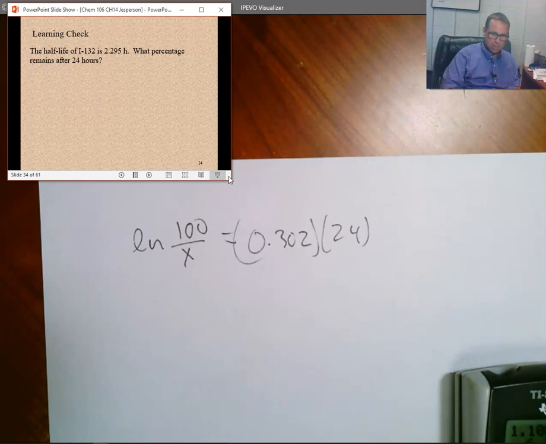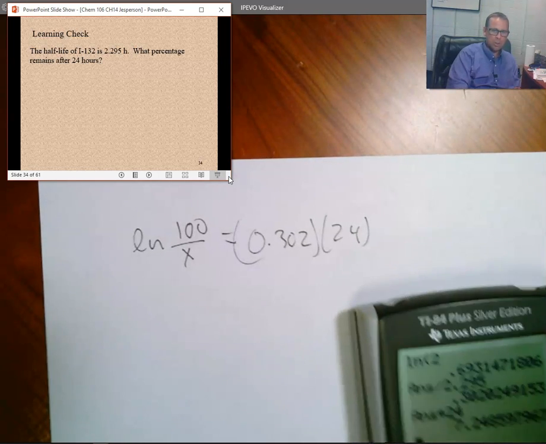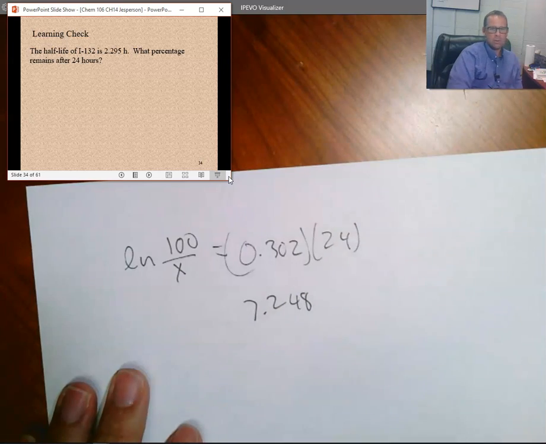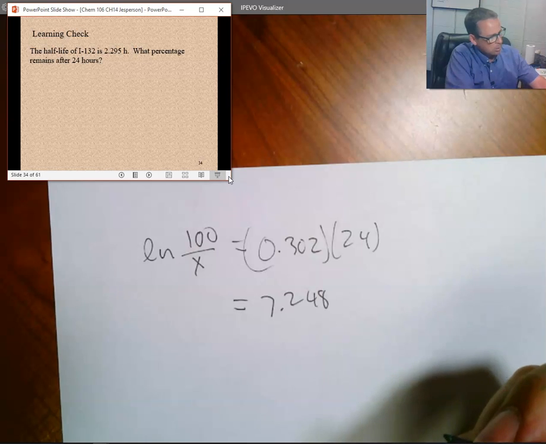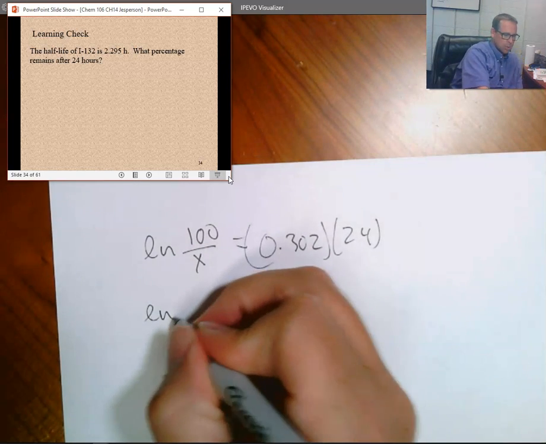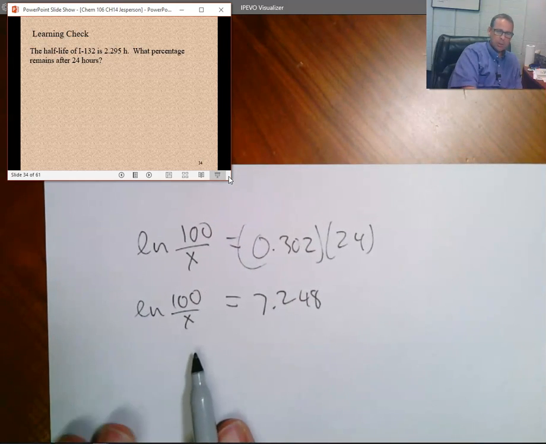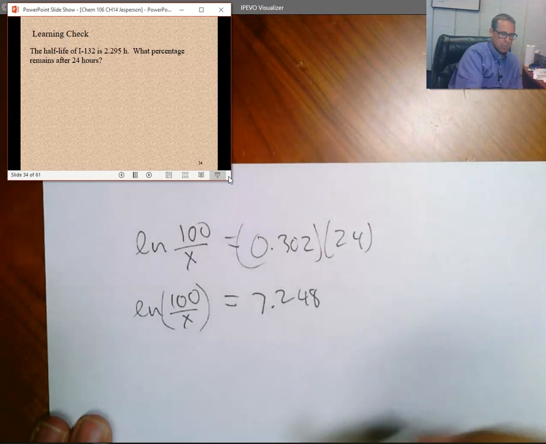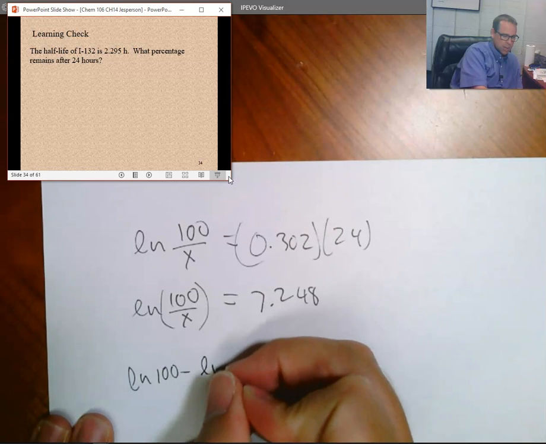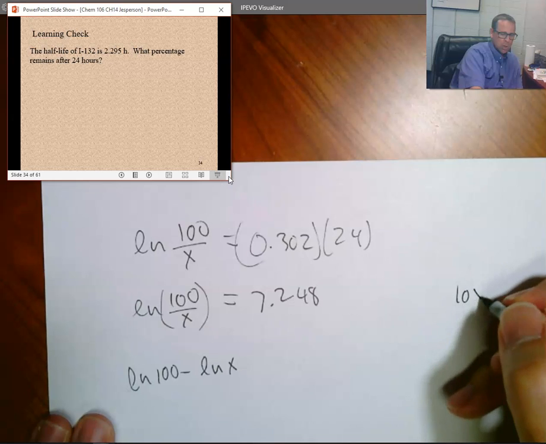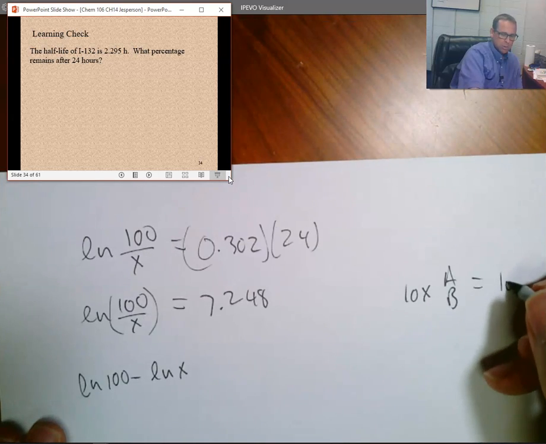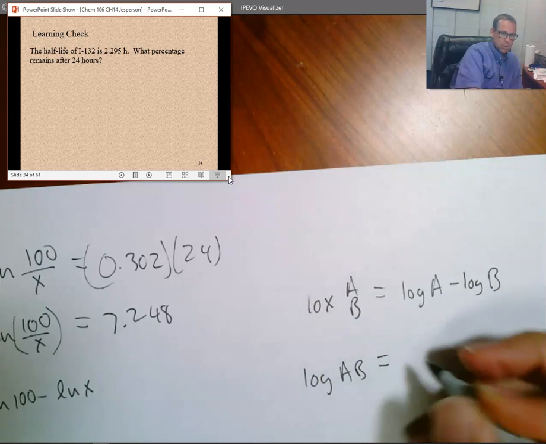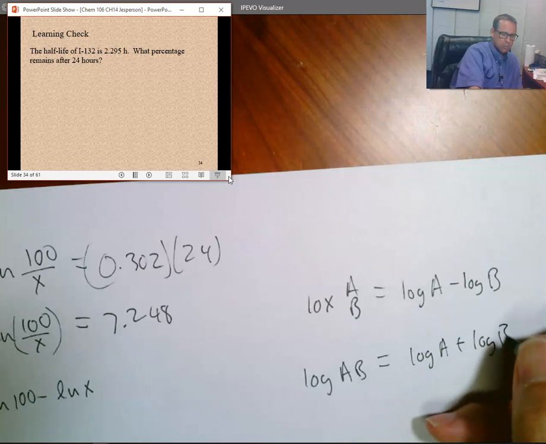I can simplify our right side of the equation really quick here. 7.248 equals natural log of 100 over x. Little algebra reminder of how to solve this sort of problem. The natural log of 100 over x can be rewritten as the natural log of 100 minus the natural log of x. So log of a over b is equal to log of a minus log of b. Log of a times b is equal to log of a plus log of b.